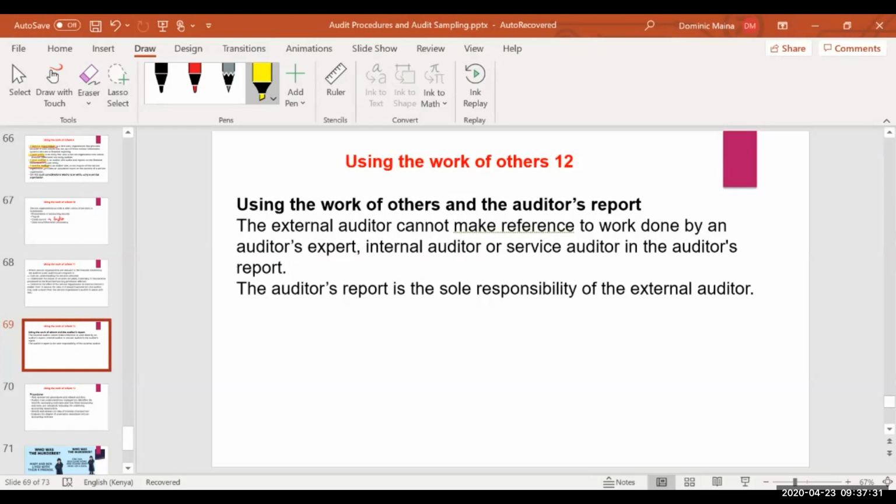Yes, and that is on audit procedures, audit sampling, use of the work of others, both in the case of the service organization, the case of the management's expert, as well as the case of the auditor's expert. And that marks the end of our topic.